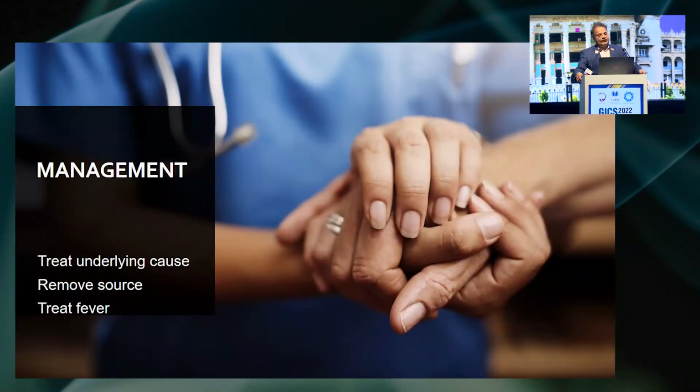Then comes the management of fever. Definitely, there is no management of fever as such. You have to treat the cause and remove the source and probably treat the fever. So you have to treat.